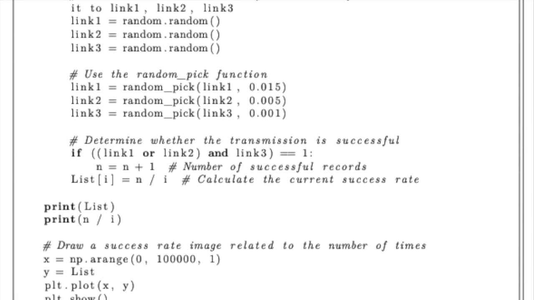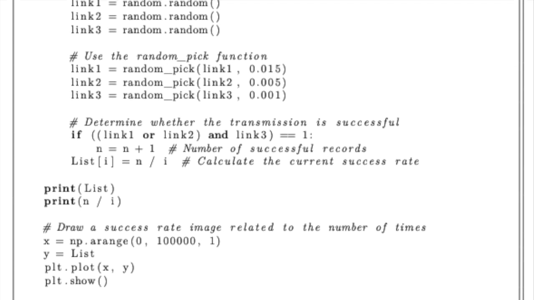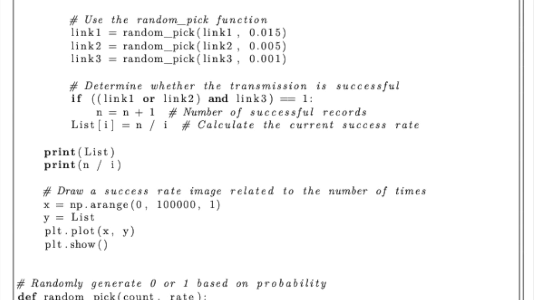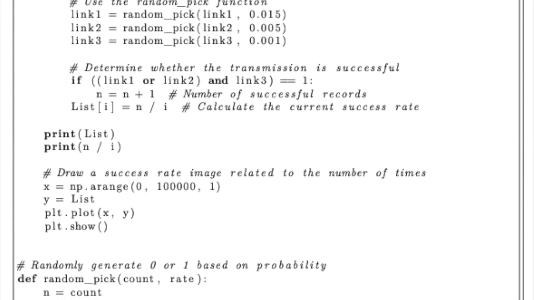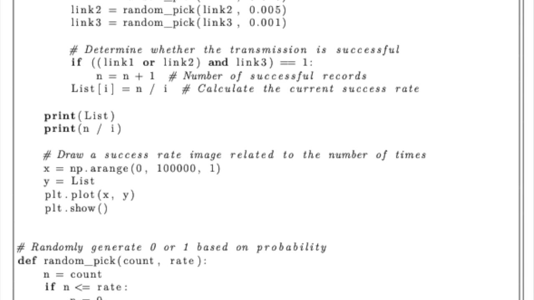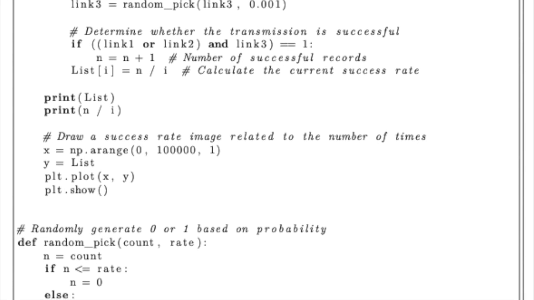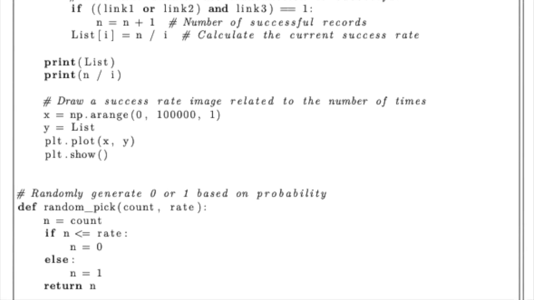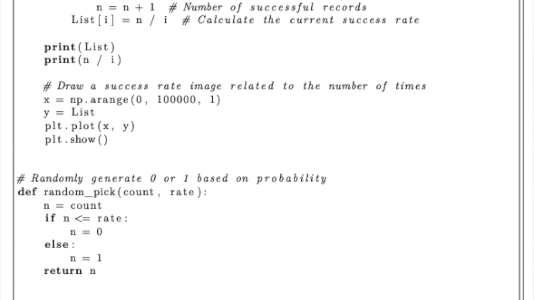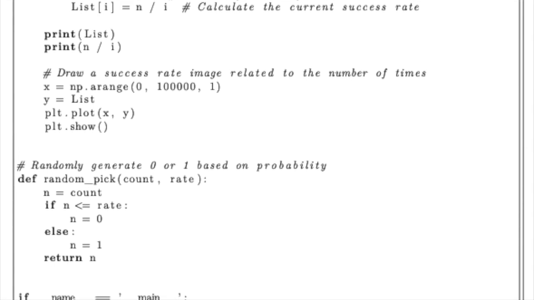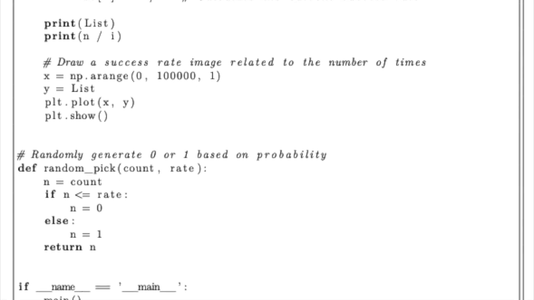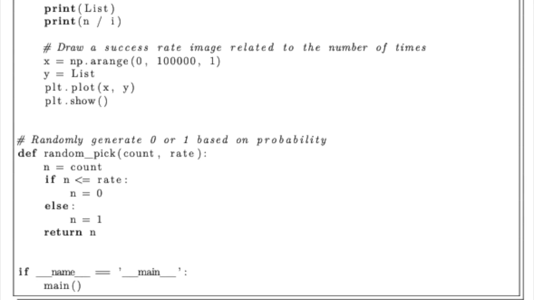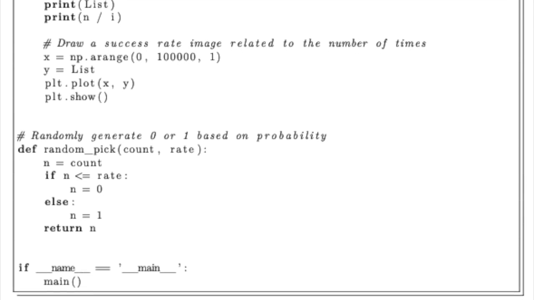As in figure 1, L equals link 1 or link 2, and link 3. Let the transmission success be 1, and the transmission failure be 0. The probability of link 1 transmission failure is 0.015, link 2 is 0.005 and link 3 is 0.001. So the probability that link 1 has 0.085 is 1, the probability that link 2 has 0.090 is 1, and the probability that link 3 has 0.095 is 1. Record 10,000 results in an array and draw a function image.